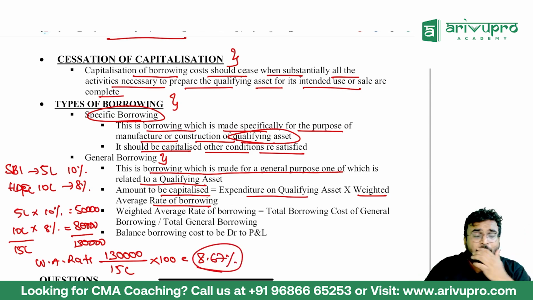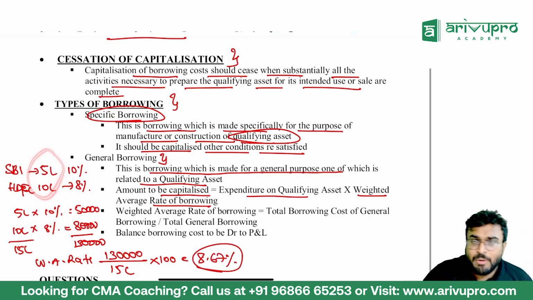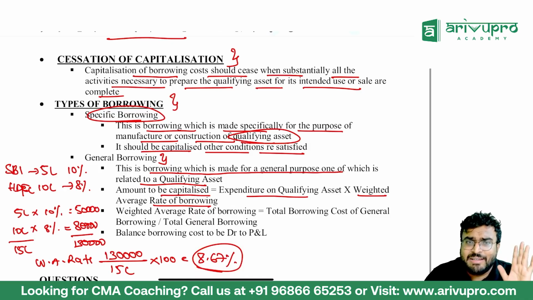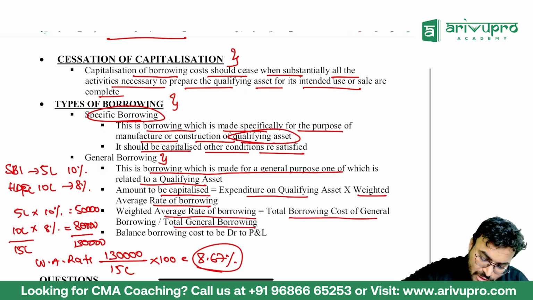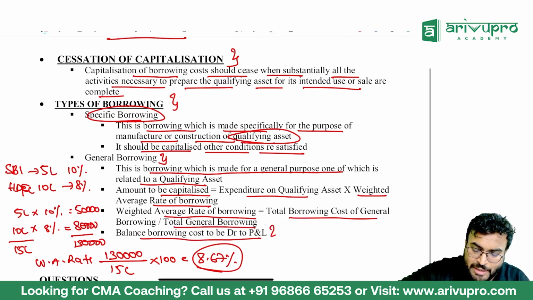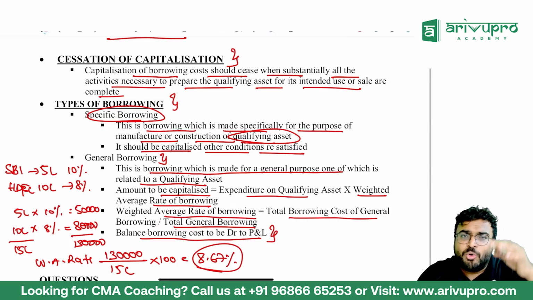So whatever amount out of the general borrowing, out of this 15 lakhs, I have used for the qualifying asset, I will apply the rate of 8.67% and I will capitalize that. Whatever amount I have not used for the qualifying asset, that will go to P&L. Okay, weighted average rate of borrowing is total borrowing cost divided by total general borrowing. Balance borrowing cost to be debited to P&L. And with that, we finish our quick revision on AS 16. You have to go and practice questions, guys, to be thorough with it.